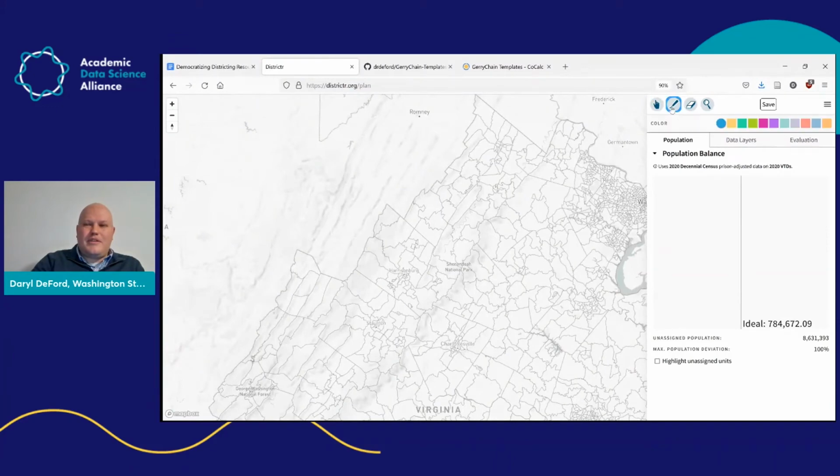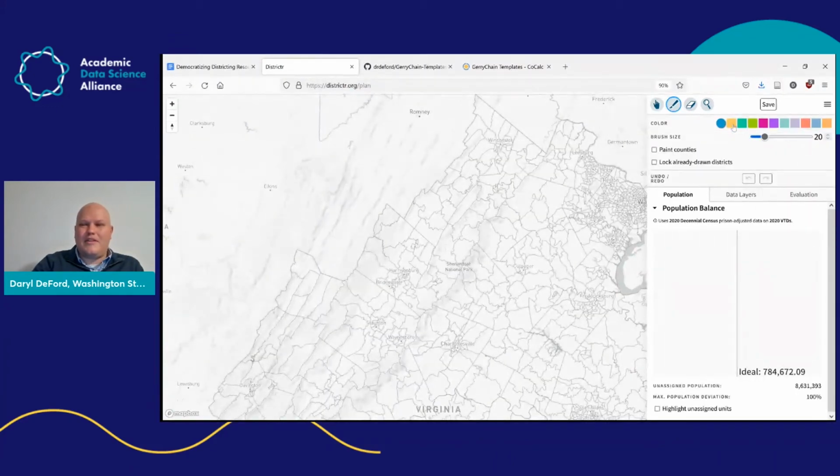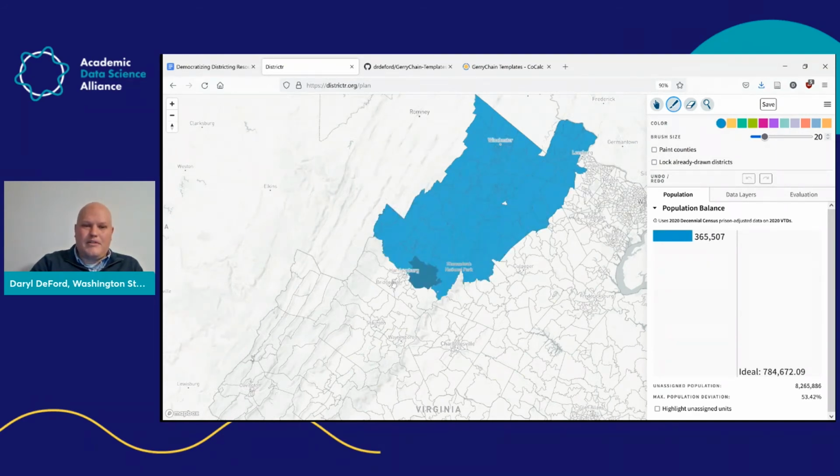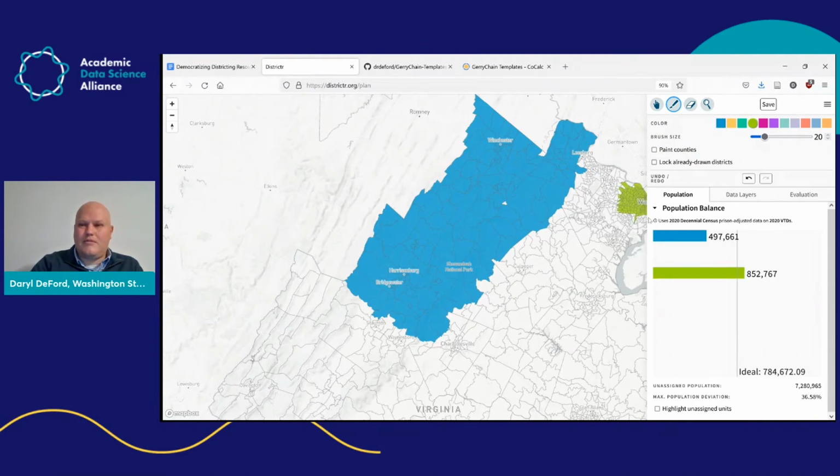If we want to start drawing, we just hit this paintbrush up at the top. It's going to give us a collection of colors, one per district, and we can start building these up. Get something going on here. The bar on the right panel is showing the population of the district so far. So we want to get that balanced, right? In this case, an ideal district in Virginia for the 2020 data comes out to about 784,000 people. So maybe we'll make a couple districts here. That one's a little too big. Trim that down, make a third one here, something like this.